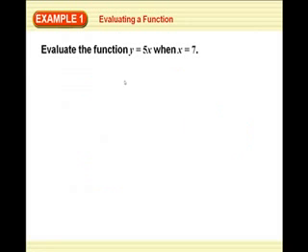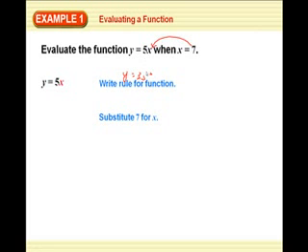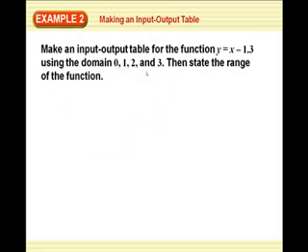So evaluate the function y equals 5x when x is 7. So all you're doing is saying, hey, we're going to put a 7 in our machine, it goes in there, and when it comes out, what's 5 times 7? y equals 35. So it's kind of a fancy way to ask you to evaluate an expression. Put the 7 in, 35.